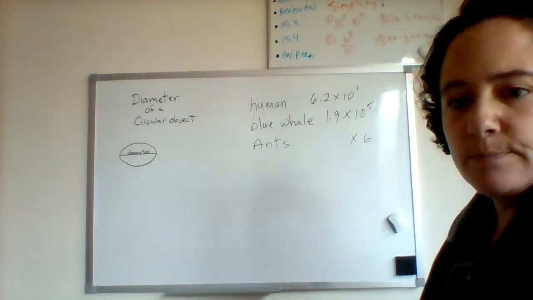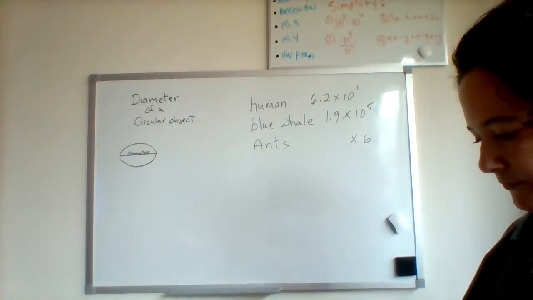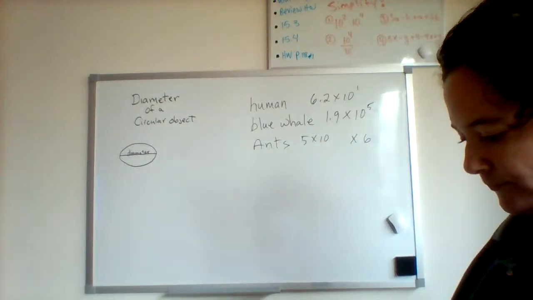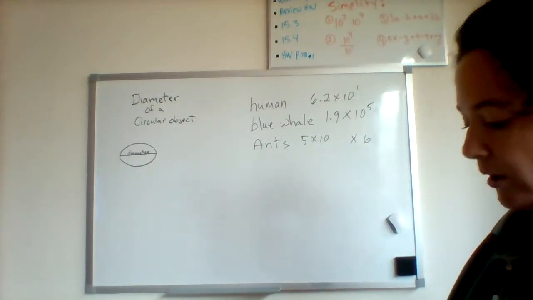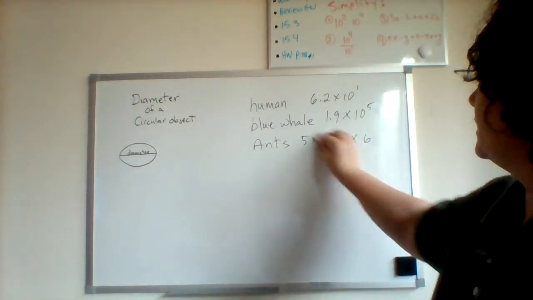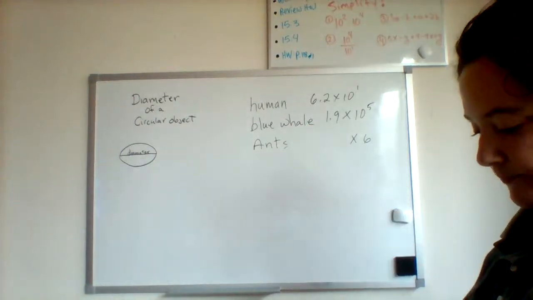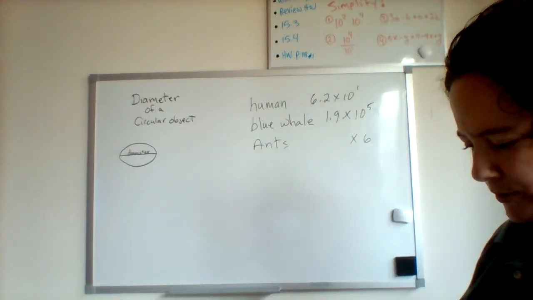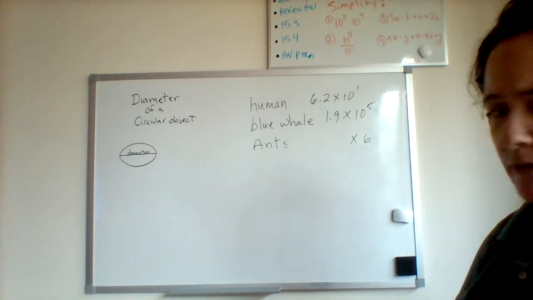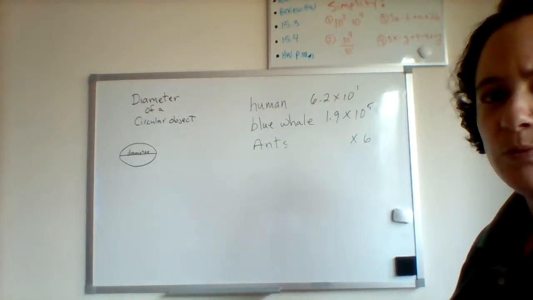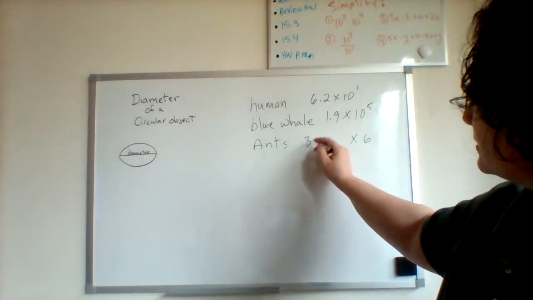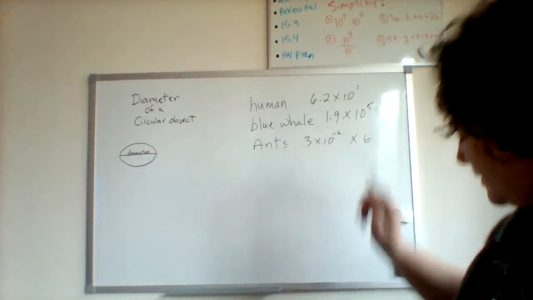And how about the ants? 5 times 10. Oh no, I'm looking at the wrong column again. Make sure you're looking in the mass. I was wondering, that was so tiny. It's got to be tiny. Ants are so tiny. How can they really have that much mass? So yeah, this one makes a lot more sense. 3 times 10 to the negative 6 power.